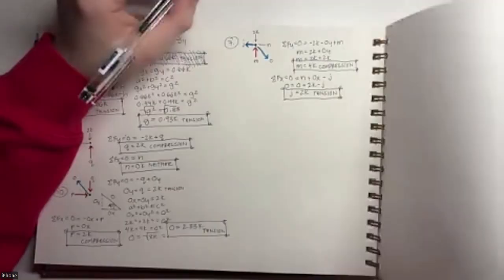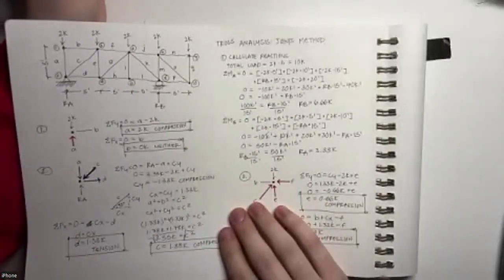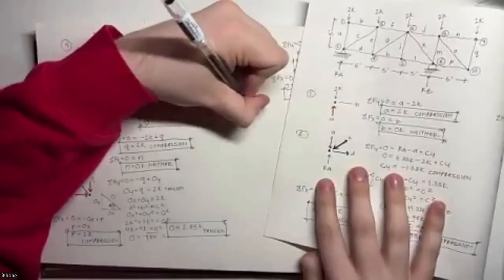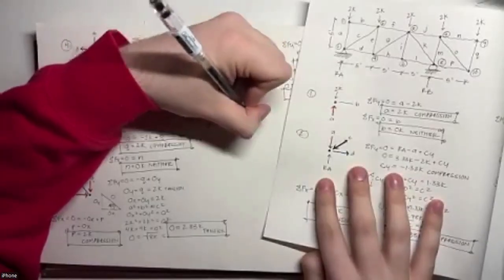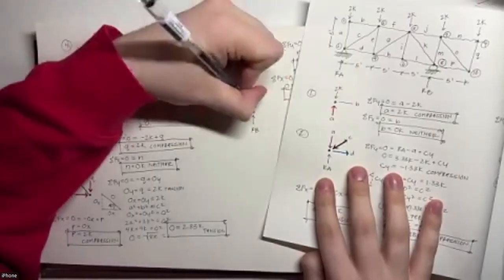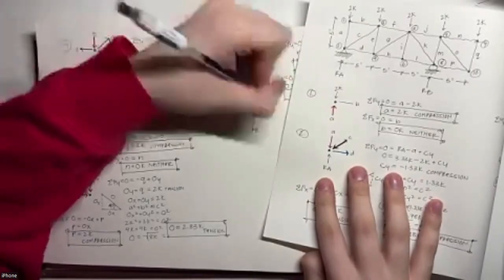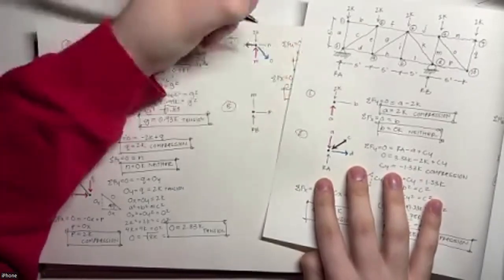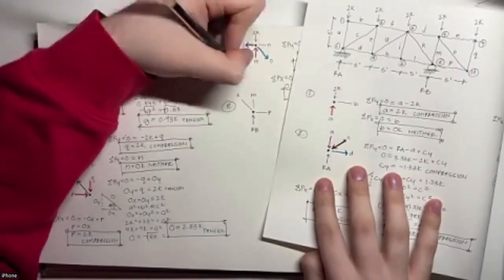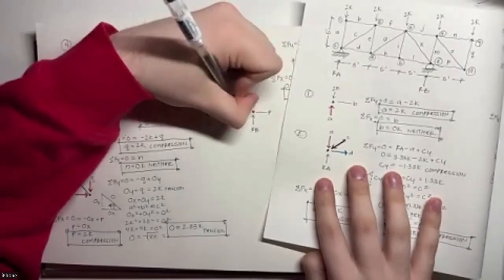Okay, next, let's do joint 8. Let's see, what are we going to draw the point first. We have RB going up and M. There's P. There's K. And there's L.